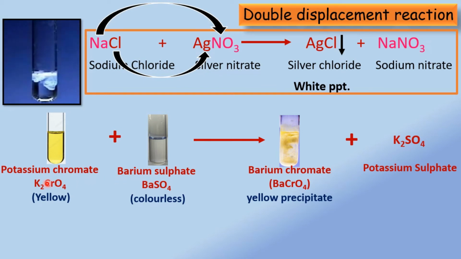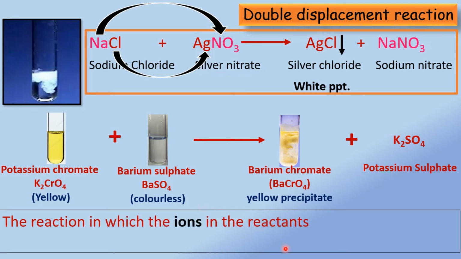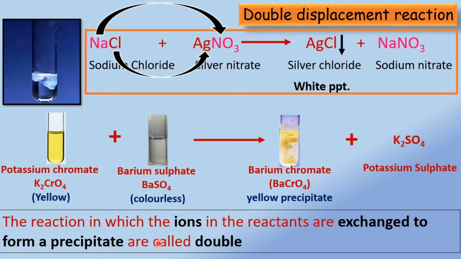Potassium ion reacts with sulfate ion to form potassium sulfate, and chromate ion reacts with barium ion to form a precipitate of barium chromate. Such reactions in which the ions in the reactants are exchanged to form a precipitate are called as double displacement reactions.